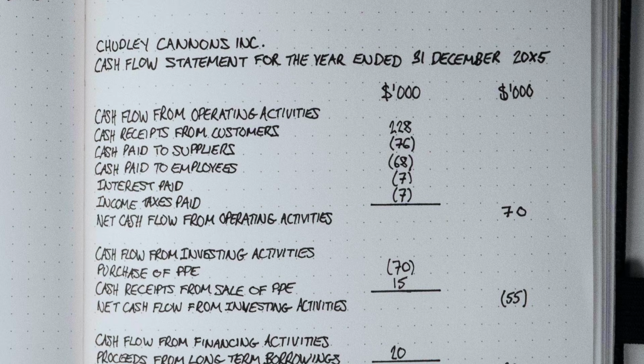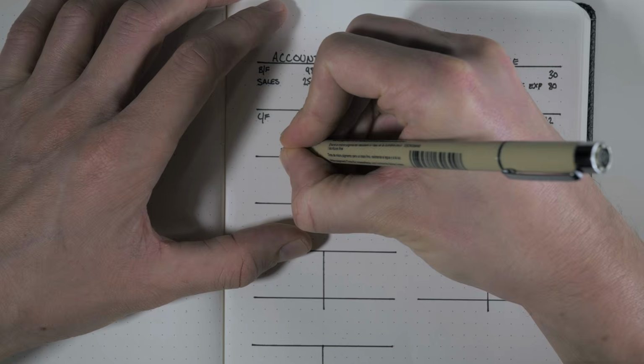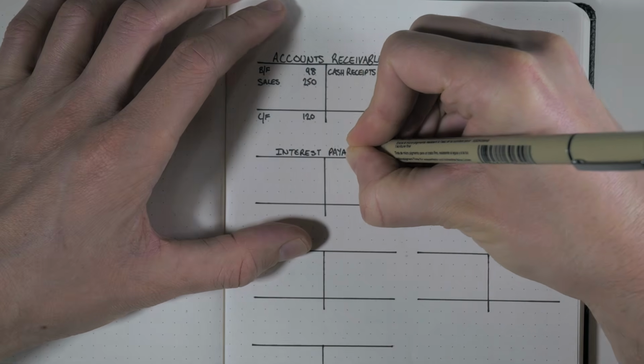And does it tie back to our cash flow statement? Yes, it does. Perfect. Next up, we need to work out interest paid. We're going to run through this one a bit quicker because the balance sheet account that we use to work this out is interest payable, which is also a liability. So the process is very similar to cash paid to employees.